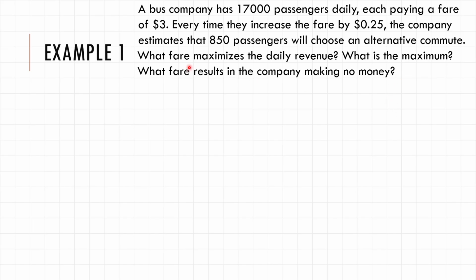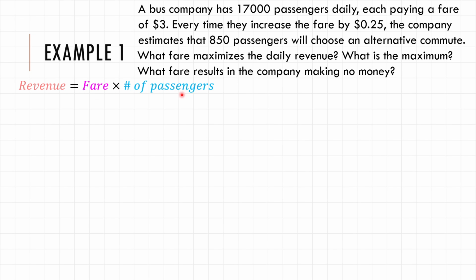Well, if we're trying to maximize the daily revenue, we have to find out how we actually calculate revenue. The revenue is the amount of money that the company is making. And obviously, if we have 17,000 passengers, each paying $3, 17,000 times $3 would give you the total revenue that they're making right now. To put it in a shorter way, the revenue that this company is making is always the fare they charge multiplied by the number of passengers that are paying that fare.